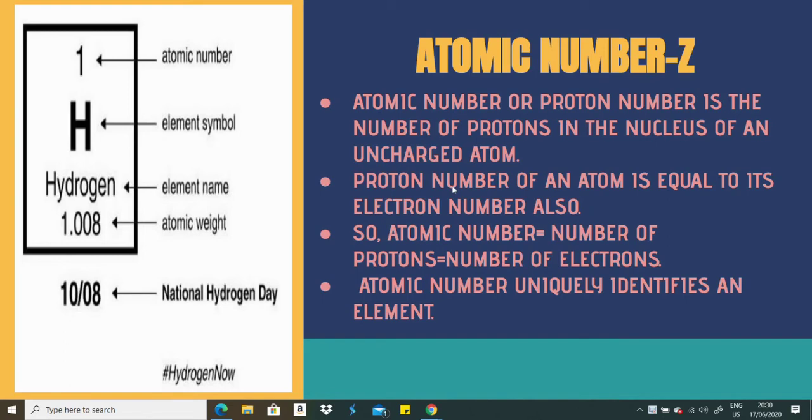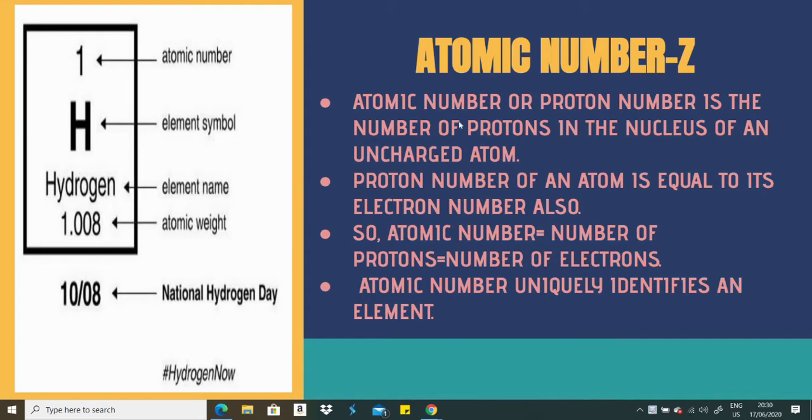So we'll start with what is atomic number. From the name itself we can tell that it is a number which is telling something about the atom, or it's a number which shows some particular feature about an atom. The symbol which is used to represent atomic number is capital Z.